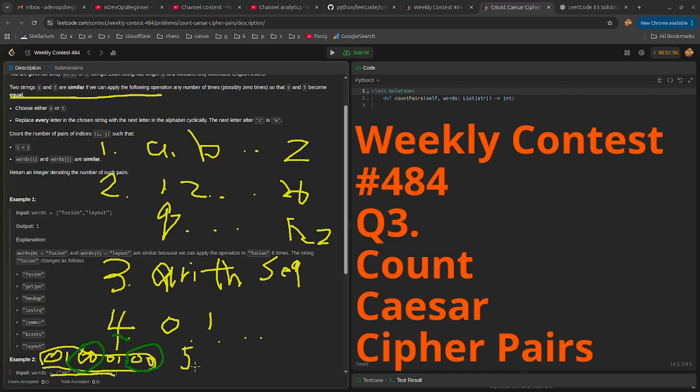And if we count this, the next step is, if we count the number of these similar strings, n, we can use n times n minus 1 divided by 2 to count the number of pairs. This is the solution for this problem.